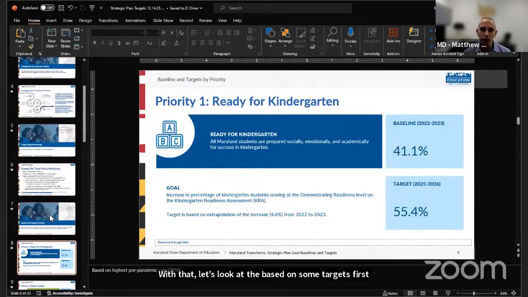So priority 1 is ready for kindergarten, with the goal being increase in percentage of kindergarten students that score at the demonstrating readiness level on the KRA. The baseline for the last school year was 41.1% of students. And we extrapolated the increase from 2022 to 2023, which was 4.8%, applied that for 3 consecutive years and arrive at a target of 55.4% for the 2025-2026 school year.